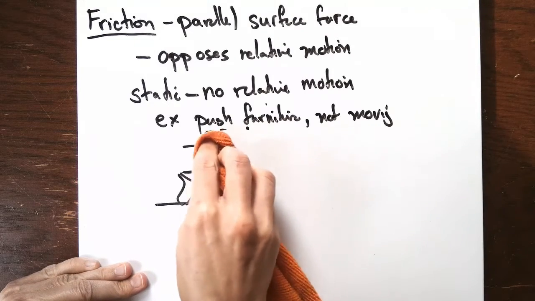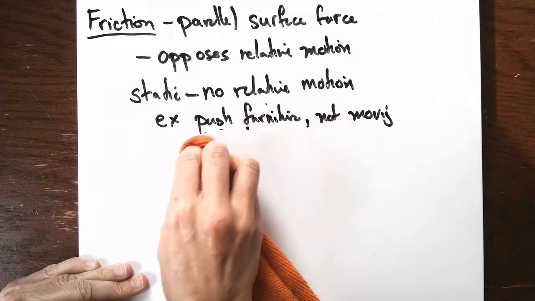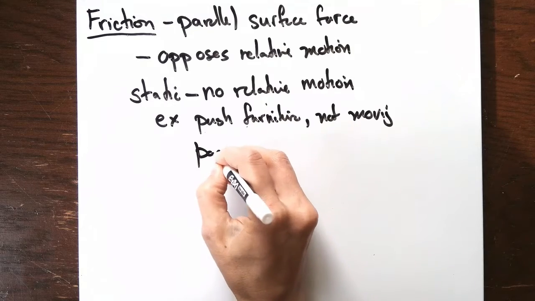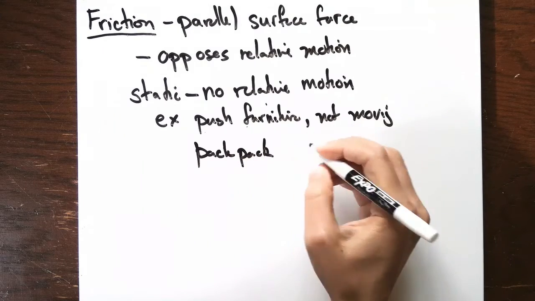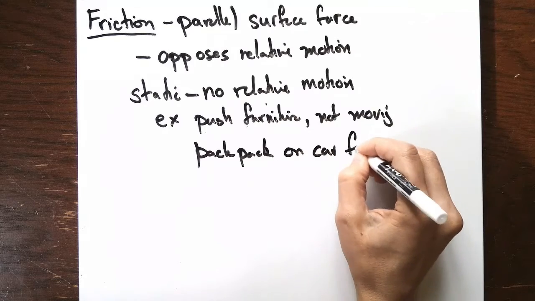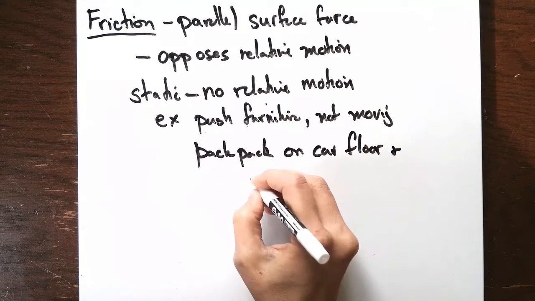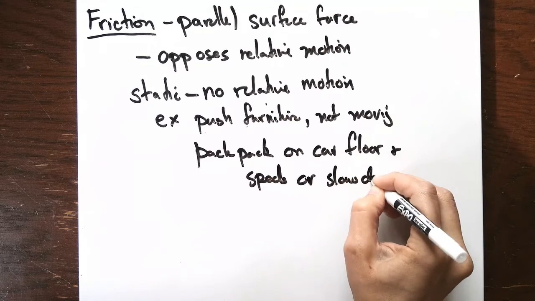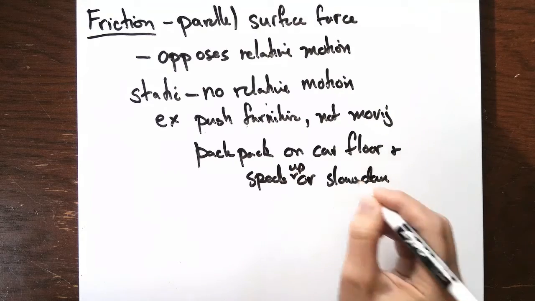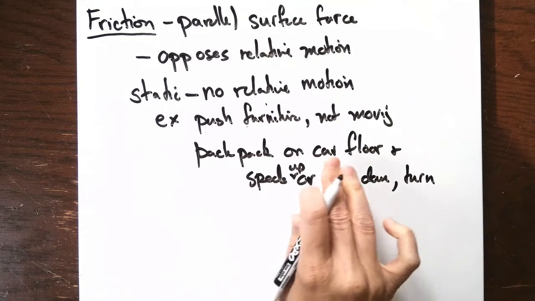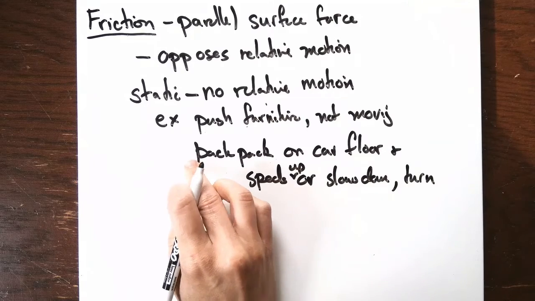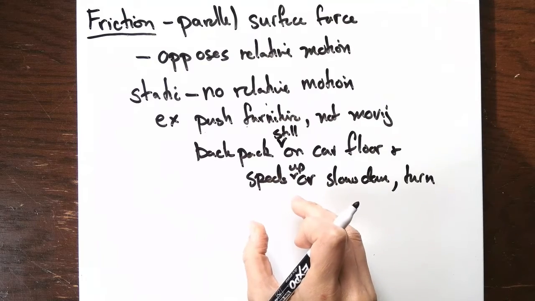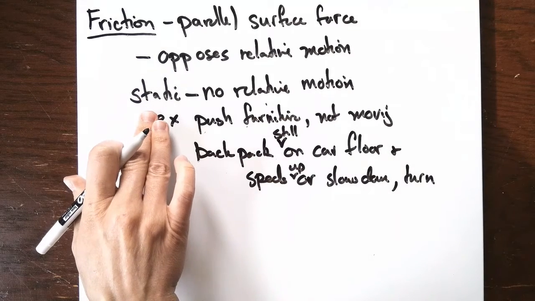Another place that you could get static friction showing up where there's no relative motion would be, for example, if you had a backpack that's sitting on a car floor and the car speeds up or slows down, or turns. Basically, if the car is accelerating and the backpack is still on that car floor, sitting in one place, then there must be some static friction going on.